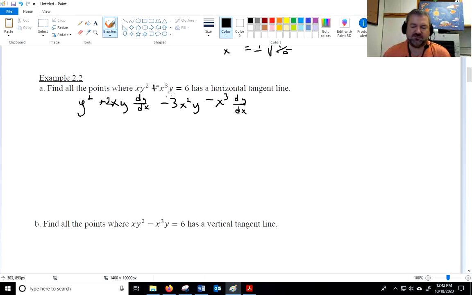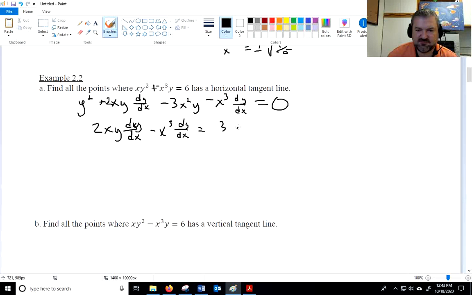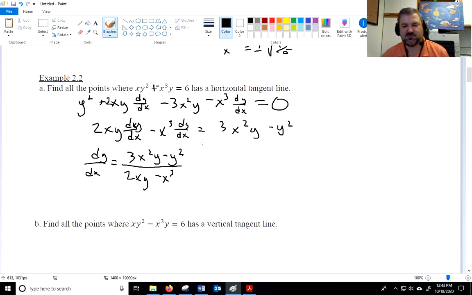You could also put that negative outside in parentheses, but just keep in mind each one of them gets it. So the first time I took the derivative of negative x cubed. The second time I just took the negative x cubed, and took the derivative of y. And the derivative of 6 is 0. All right, I'm going to get all the terms that have a dy dx on one side, and I'll put the other terms over here: 3x squared y minus y squared. So I factor out a dy dx and divide by it. Hopefully you're okay with me doing that all at once. The denominator is 2xy minus x cubed.